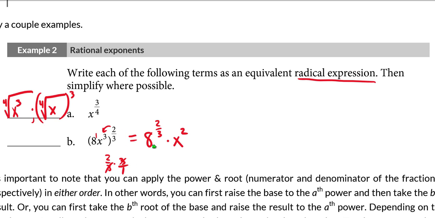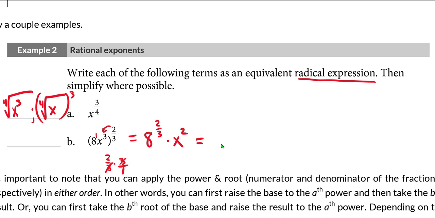Now for that 8 to the 2/3, there are two ways we can go about this. We can square the 8, get 64, and then take the cubed root, which is 4, or we could take the cubed root of 8, which is 2, and then square the 2, which is also 4.